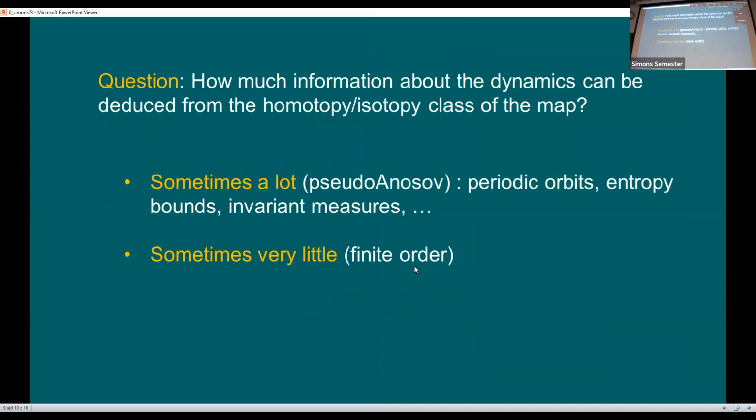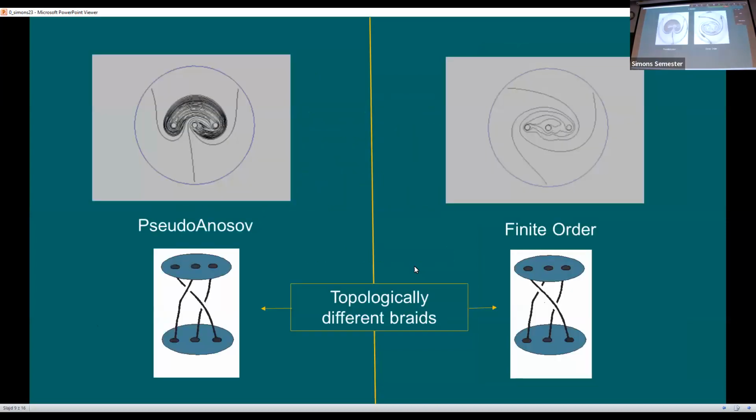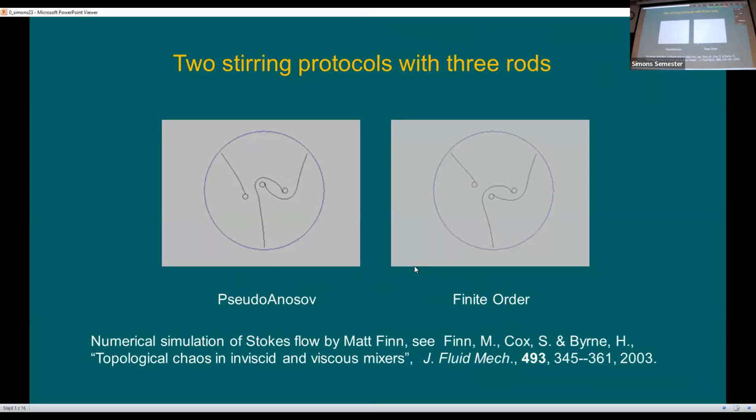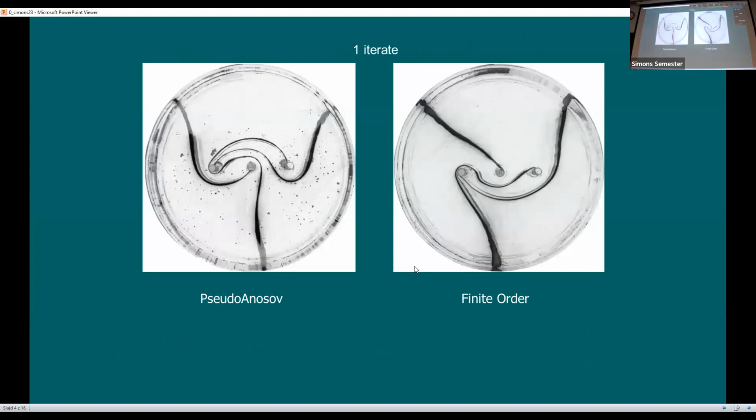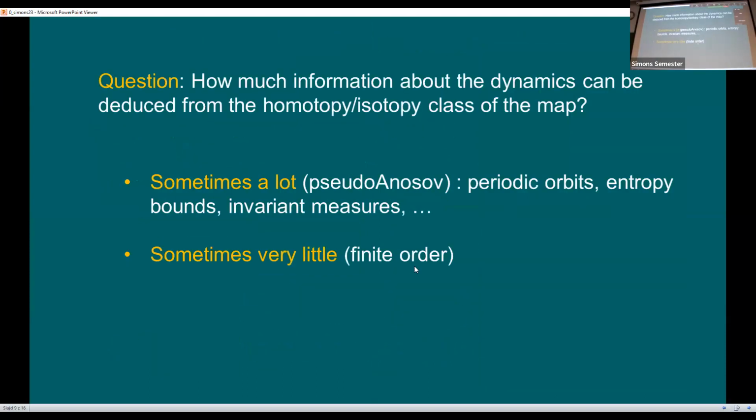And the question for this particular series of lectures is how much information can be deduced from the homotopy or isotopy class of the map, or in terms of the action on H1 or pi1. So sometimes a lot. It turns out that you can prove that for this particular fluid motion, you can give a lower bound on the entropy. You can say what kind of periodic orbits have to be there, how they're linking around the stirrers, how the lengths of curves are growing exponentially, and invariant measures. So you can say an awful lot, but you can't say virtually anything about this except there's a fixed point. So very much depends on the isotopy class. As I said, sometimes you can say a lot, sometimes very little, and it depends very much on the action on the algebraic topology.